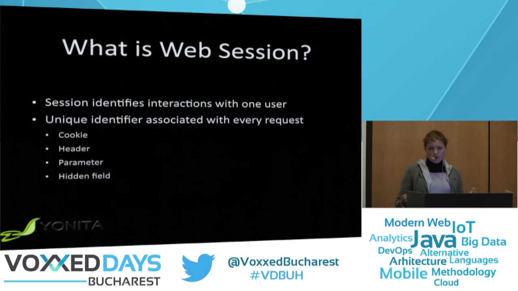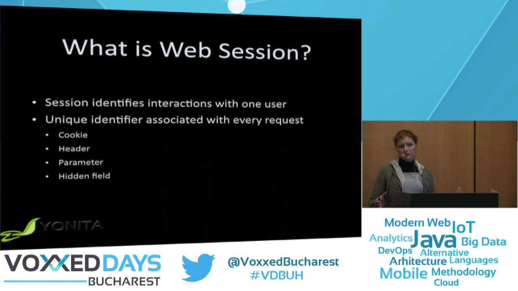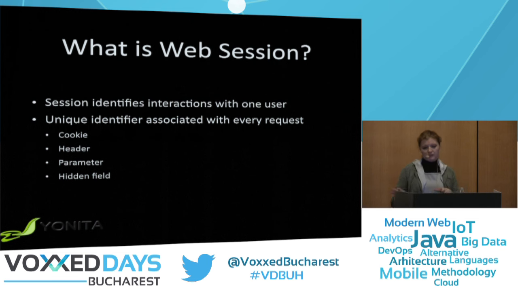For you, the answer is simple, right? As Java developers, you know that we use the concept of a session. A web session identifies interactions with one user. The implementation of the session concept is simple. We need to associate a unique identifier with every request coming from the same user. In Java EE, this identifier is named JSESSIONID and is implemented as a cookie or URL parameter.